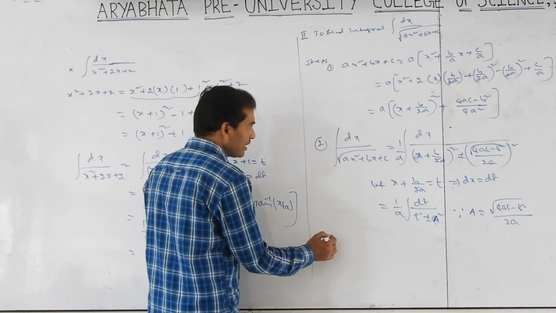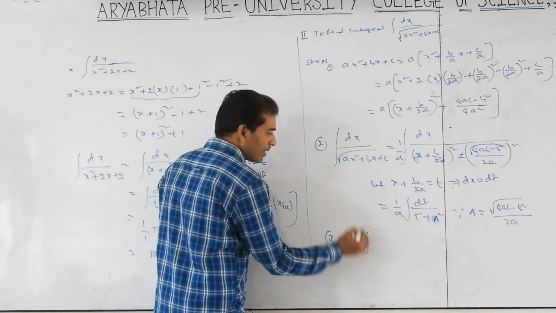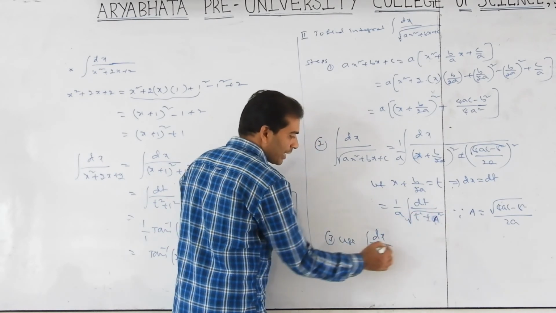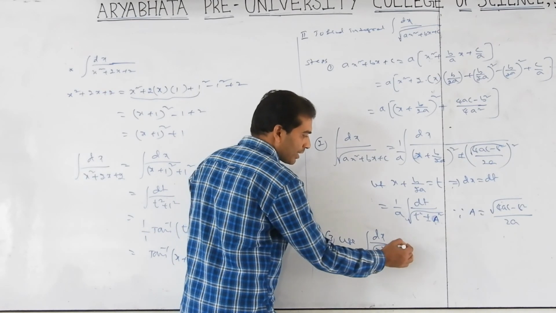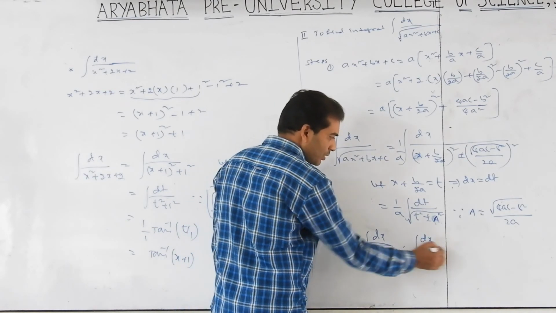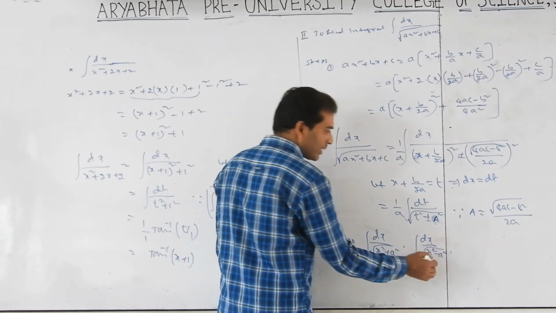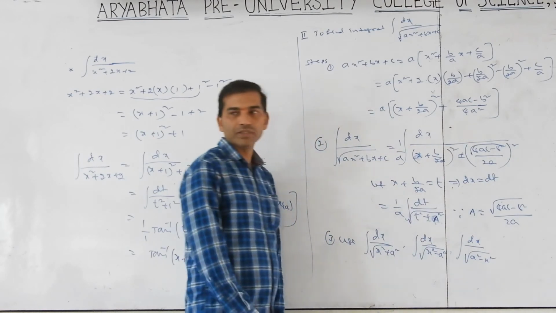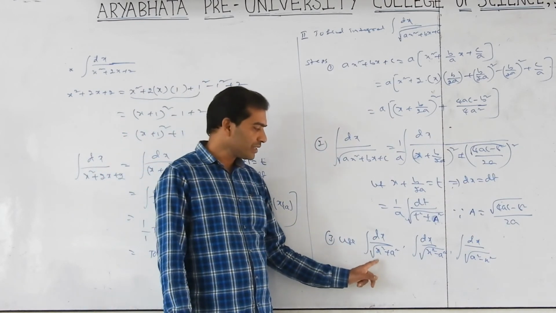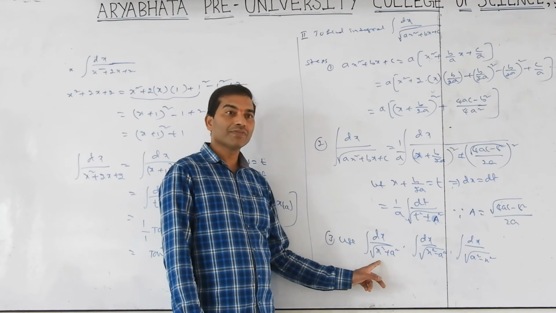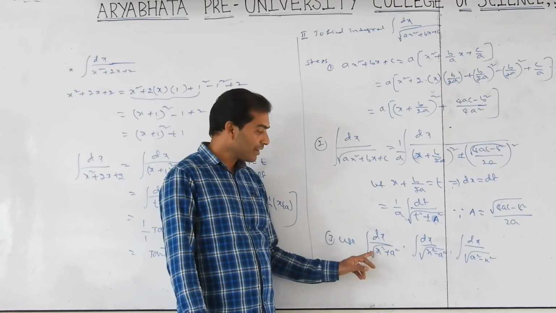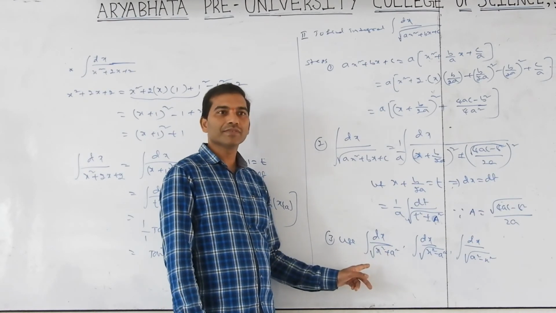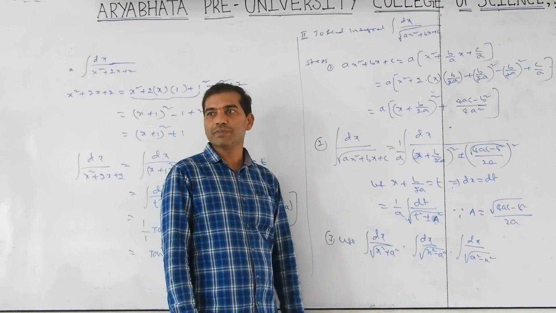Now use the formula. Tell me, third one, use which formula? Integration of dx by root of x square plus a square, or dx by root of x square minus a square, or dx by root of a square minus x square. Use these formulas. What is the integration of this? If the root is there, log of x plus root of x square plus a square. If the root is not there, 1 by a tan inverse of x by a.